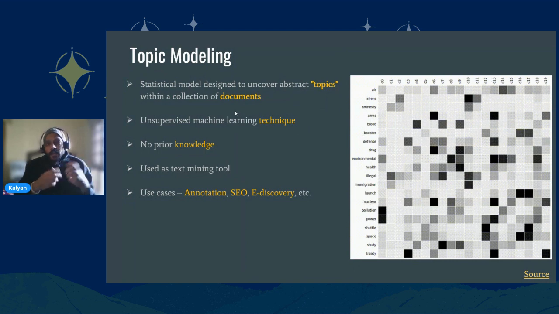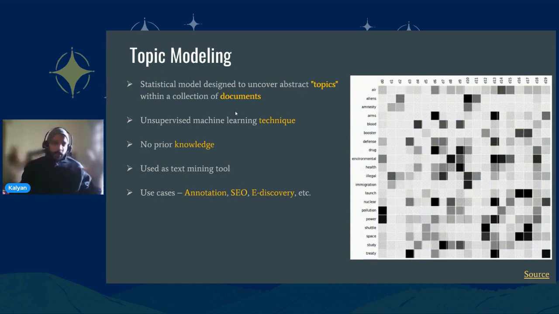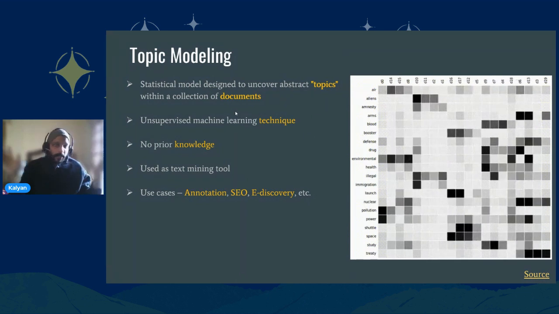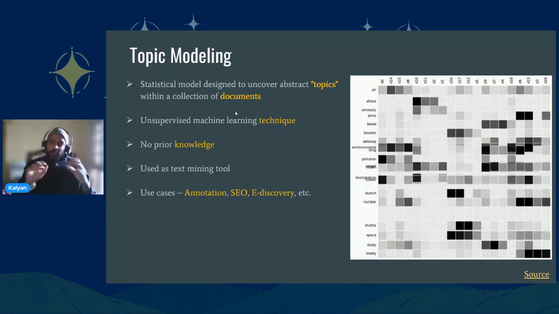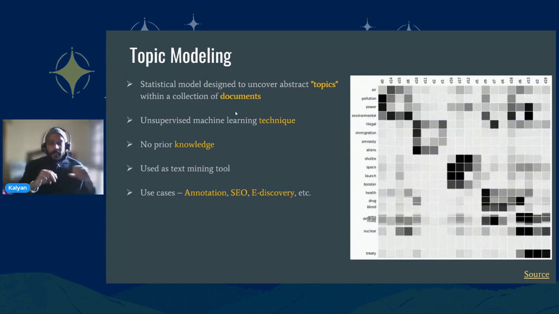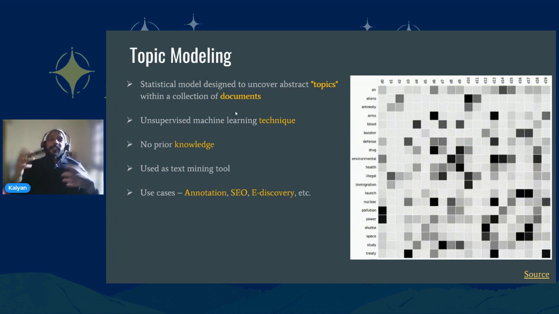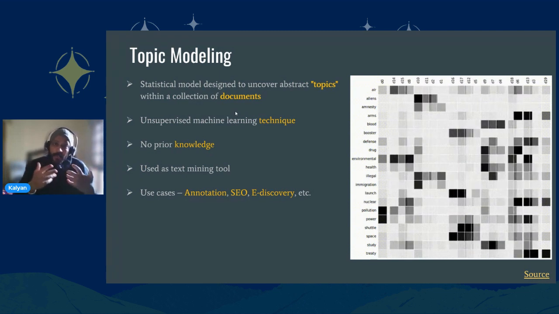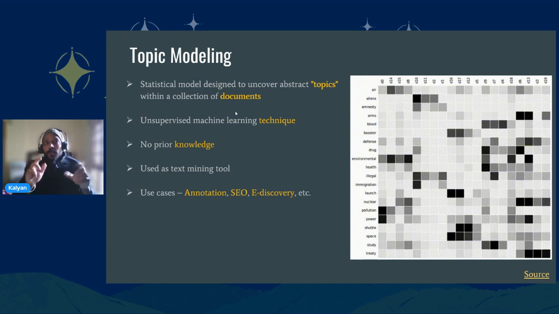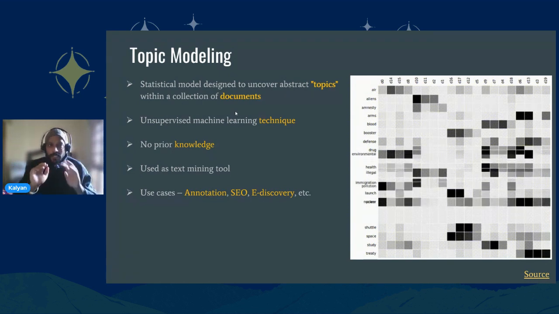Now here comes our topic, topic modeling. There are so many definitions of topic modeling on the internet, all of which indicate the same meaning in different ways. The straightforward definition is that it is a statistical model designed to uncover abstract topics within a collection of documents. Topic modeling is also called an unsupervised machine learning technique. You need to know the reason behind the term unsupervised.